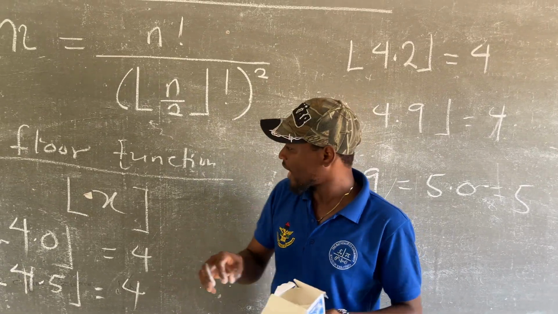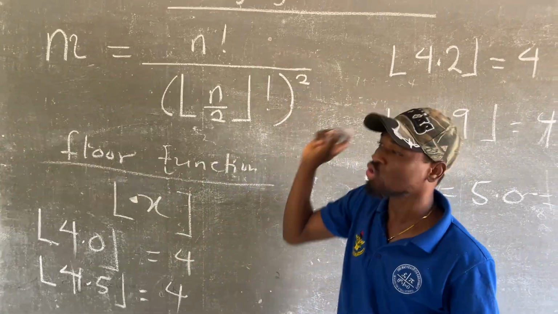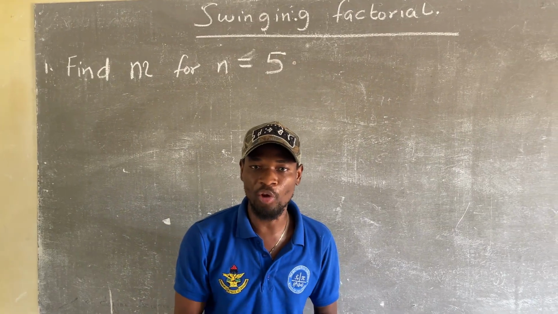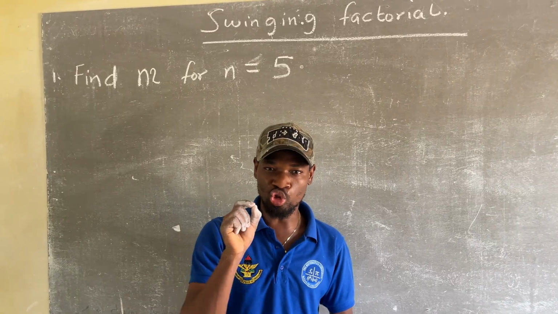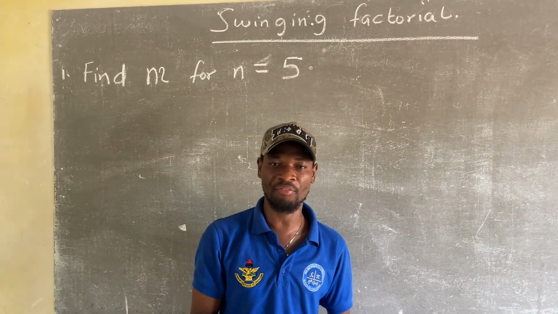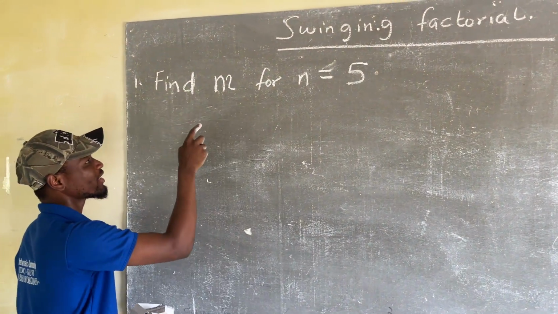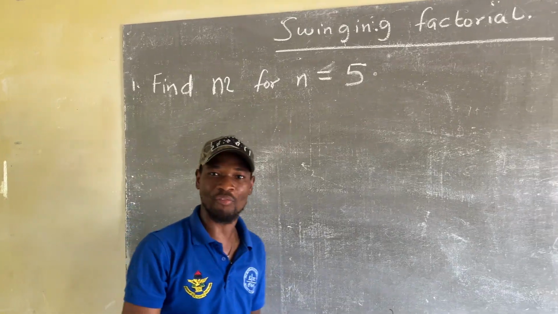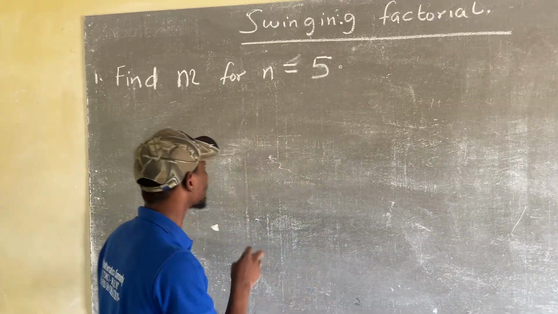Now, let us incorporate this idea into swinging factorial for you to appreciate what I am doing. Okay, viewers, let us consider a question on the board to throw more light on swinging factorial. The question reads: find the swinging factorial of n for n equal to 5. This is a very trivial question and it goes this way.